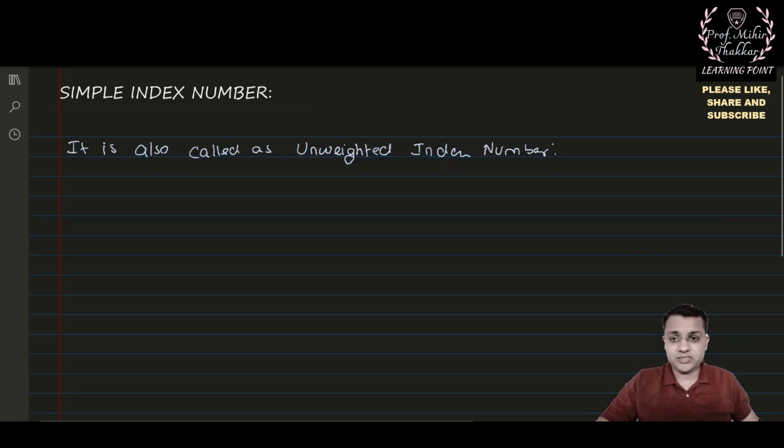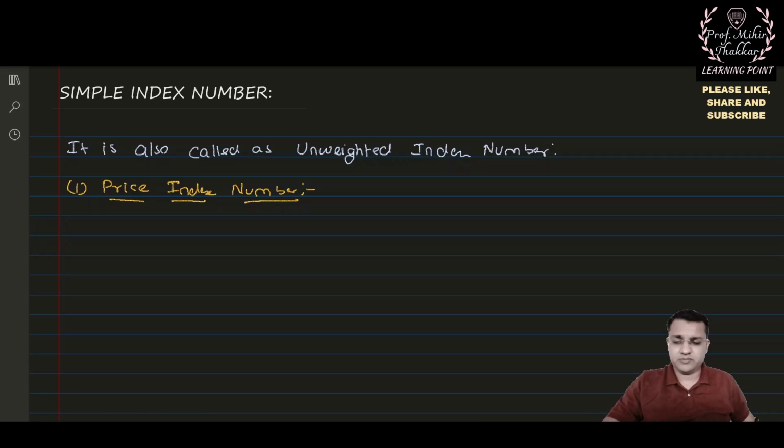Now under this, the first one that we have is the price index number. As I told you in the beginning, the price index number is represented by P01. It is given by a very simple formula: summation of P1 upon summation of P0, into 100.